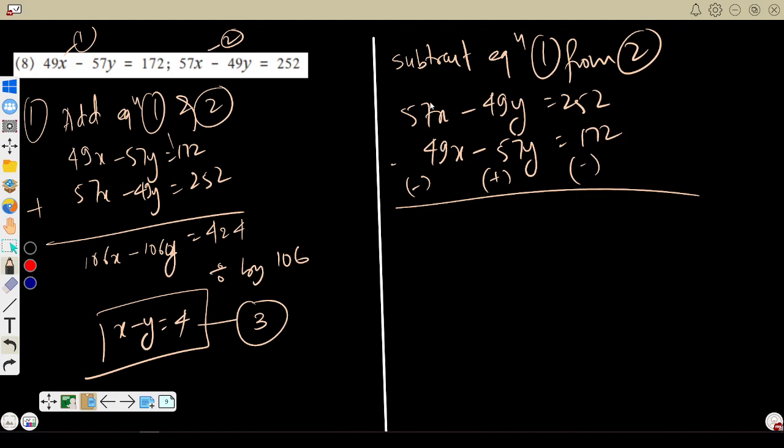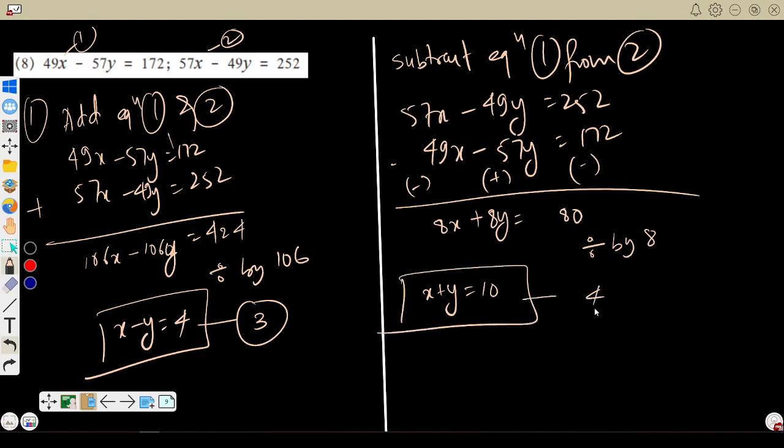Fine. So 57 minus 49, this will be 8x. Then 57 minus 49, this is again plus 8y. Let me check. Plus y. Yes, correct. Now 252 minus 172. 2 minus 2 is 0. 15 minus 7 is 8. The answer is 80. Now again this equation can be divided by 8. So the equation will be x plus y is equal to 10. I mark this equation as 4.